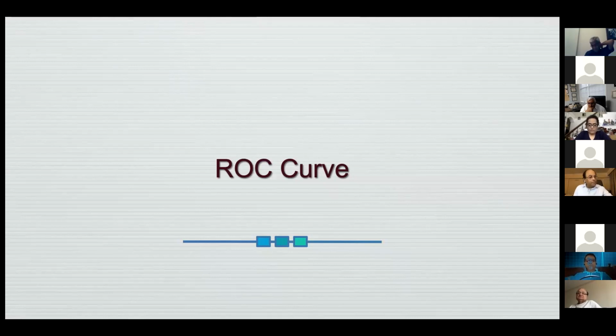Now I will discuss the last few slides. There are so many statistics which we can discuss, but two things are repeatedly seen in the current trials: one is the ROC curve and one is the C index. So what is the ROC curve?